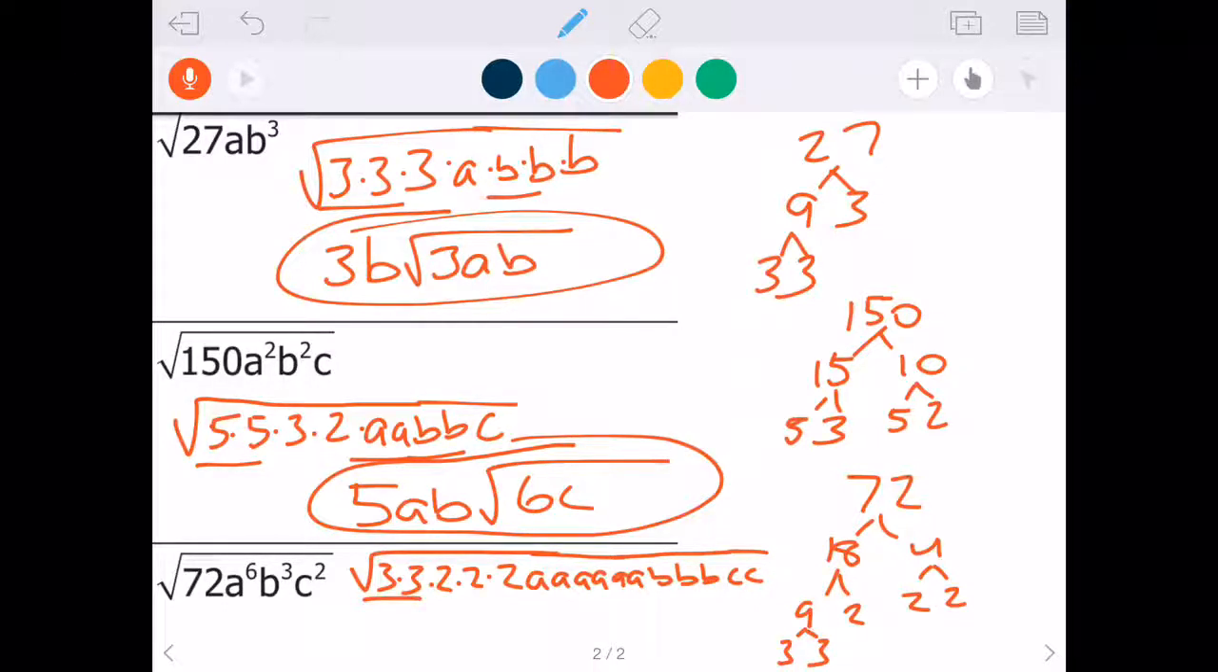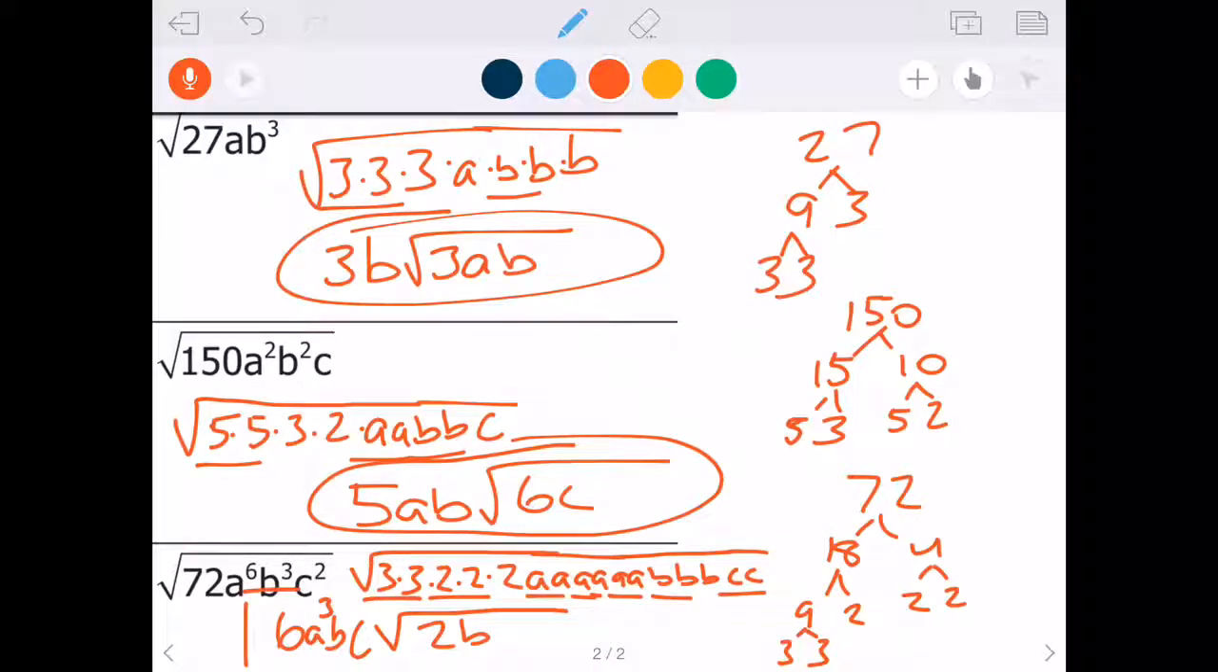So I have a pair of 3s, a pair of 2s, and then like we just said, 3 pairs of a's, 1 pair of b's, and 1 pair of c's. So I'm going to have a lot of stuff I'm moving out front. So let's see, I'm moving out a 3 and a 2. So out front I'm going to have 6. And then like we said, we have 3 a's, so that's a to the 3rd power. And then I'm bringing out 1 b and 1 c. So what's left underneath is 2b. So that right there is going to be your final answer.